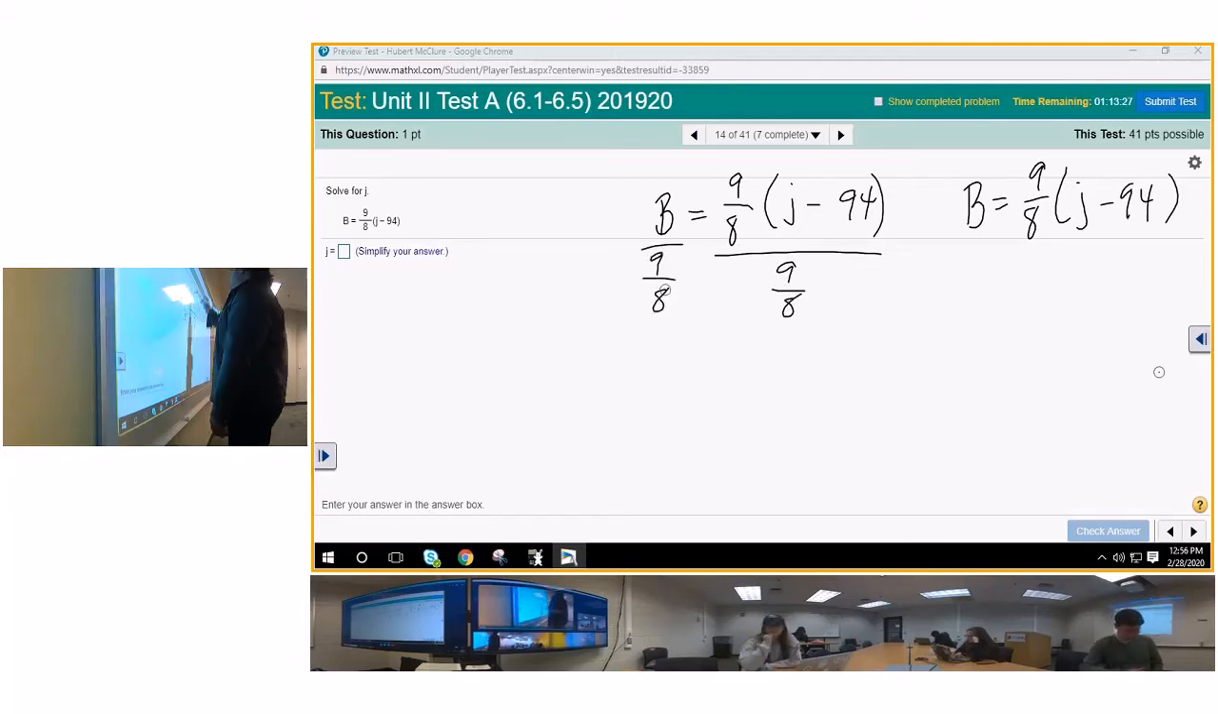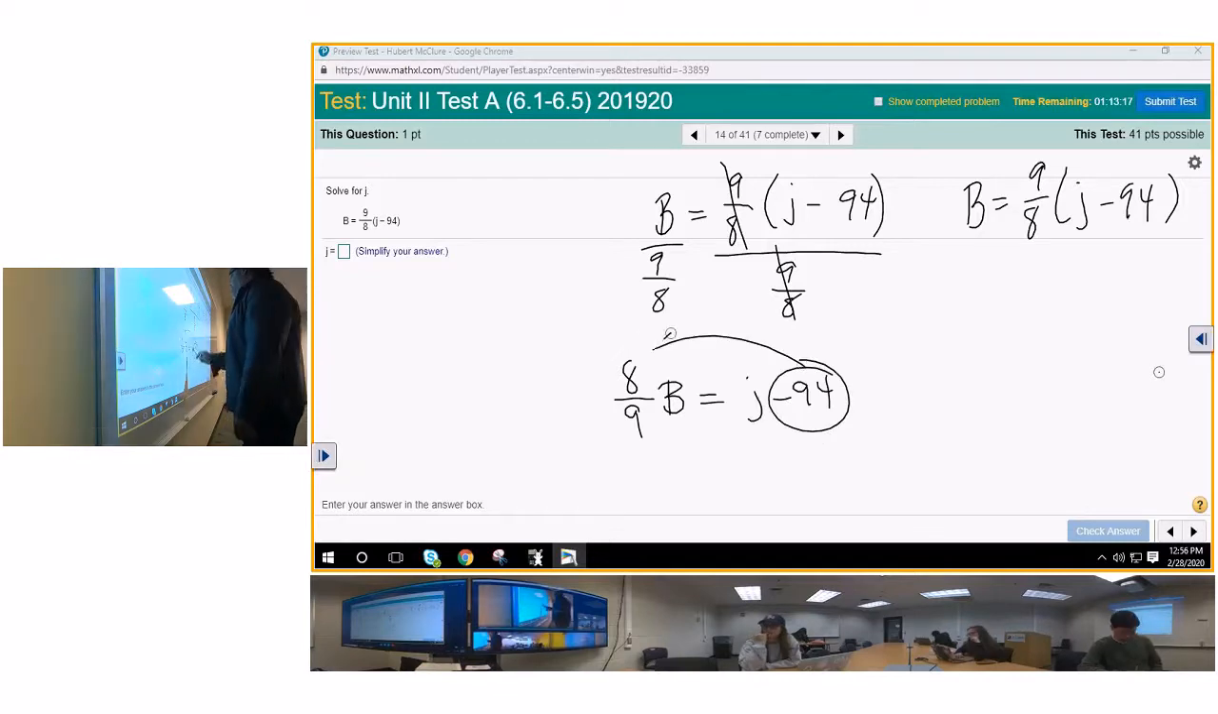And when you divide by a fraction, you multiply by the what? Reciprocal, Hubert. Take that 94 across the river. 8/9 B plus 94 is equal to J.